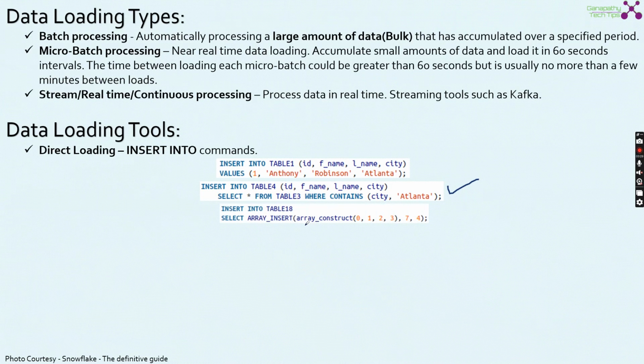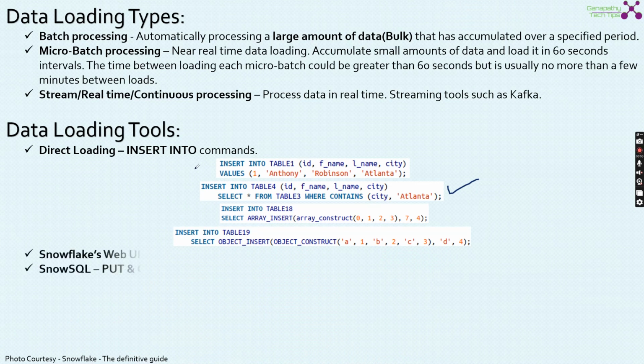And there are some other ways by which you can load semi-structured data into the tables. One example is the array insert, where we construct the array using array construct and load it. Another example is the object construct, where we construct the object and insert it into the table. So there are many ways by which we can insert the data using insert into commands.